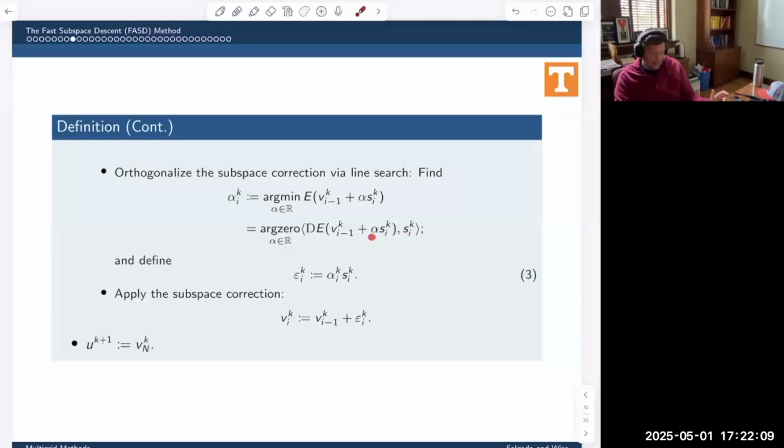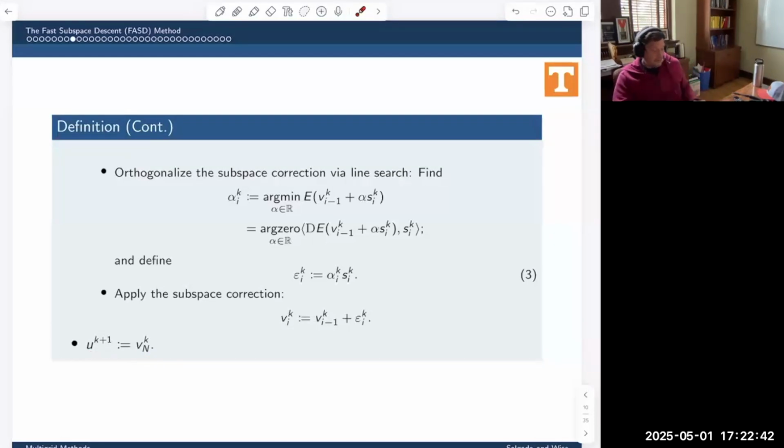Once we get that alpha, then we're going to multiply that solution onto the search direction. That guy is fixed. Search direction is fixed. Alpha I is now known. That's what is going to give us the subspace correction. We add that onto VI minus 1K. That gives us a VIK. And finally, we do this over all subspaces. And then we end on the nth subspace, and that gives us our final update to UK plus 1.